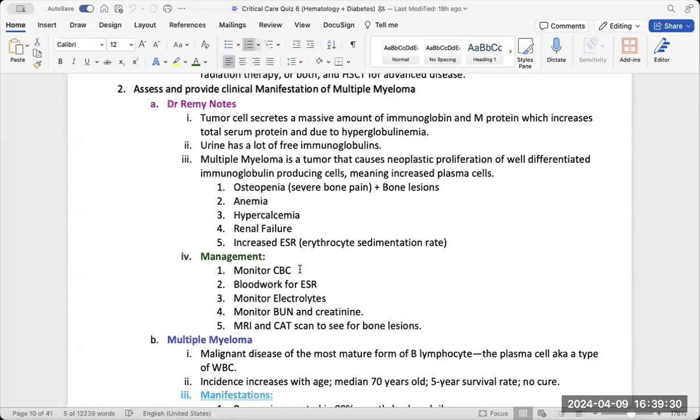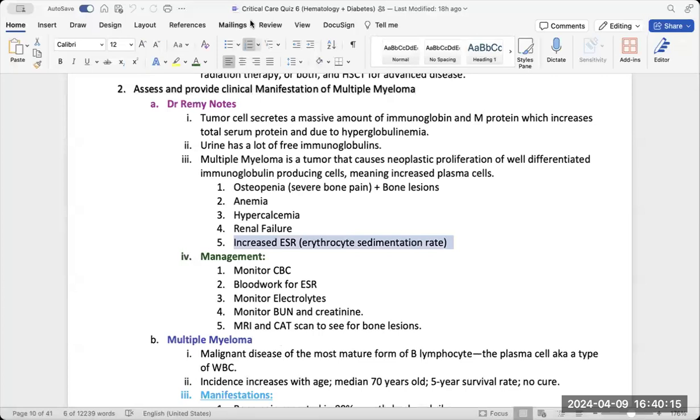So management includes making sure we monitor electrolytes, especially those calcium levels, looking at those renal values like BUN and creatinine, and making sure that we also assess CBCs. Why? Because they're at risk also for anemia. We also want to look at their ESR level because it's going to be increased. Now, I think this also relates to inflammation; someone can correct me if I'm wrong. I believe it's one of those inflammatory markers. But we also want to put them through an MRI and a CAT scan because we want to see if they have bone lesions.